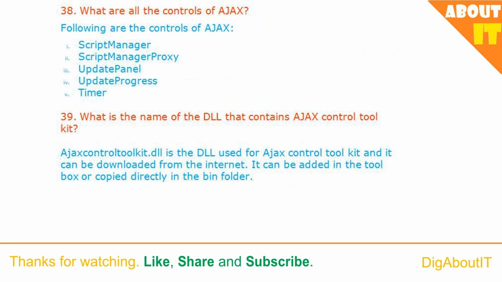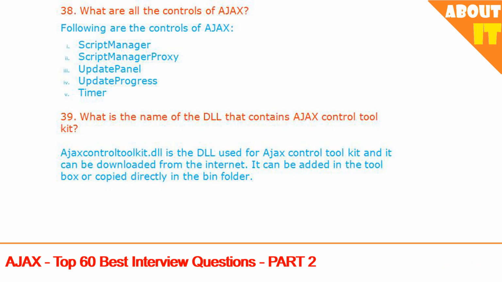38. What are all the controls of AJAX? Following are the controls of AJAX: Script Manager, Script Manager Proxy, Update Panel, Update Progress, Timer. 39. What is the name of the DLL that contains AJAX Control Toolkit? AjaxControlToolkit.dll is the DLL used for AJAX Control Toolkit, and it can be downloaded from the internet. It can be added in the toolbox or copied directly in the bin folder.